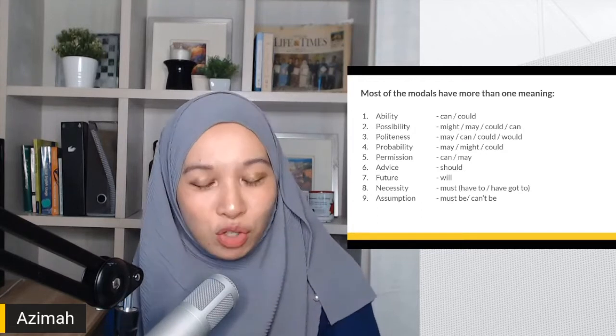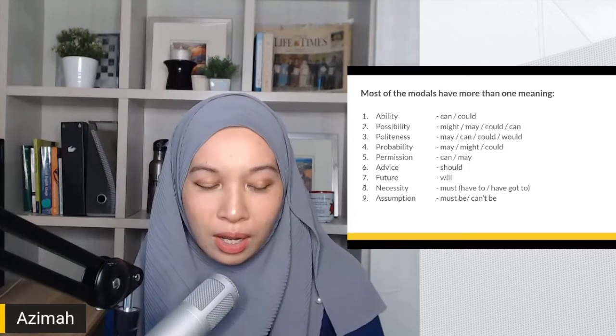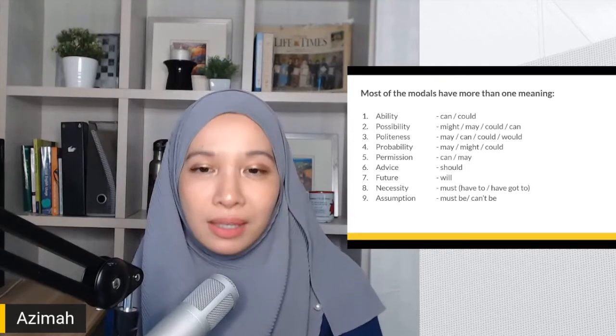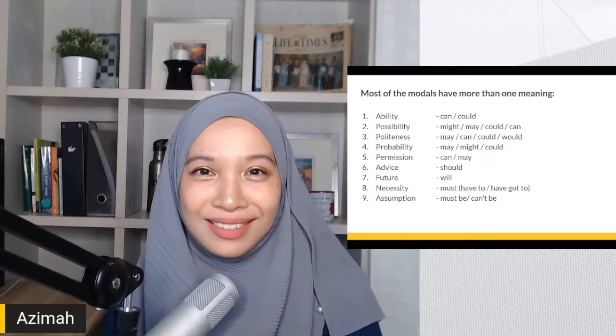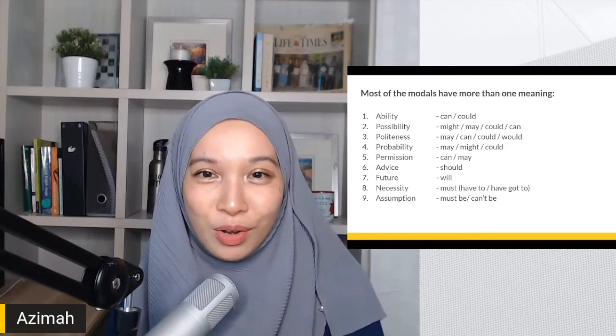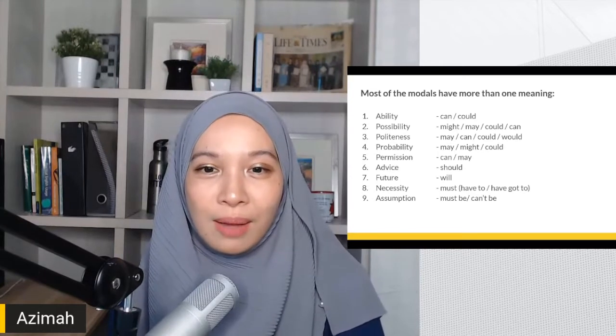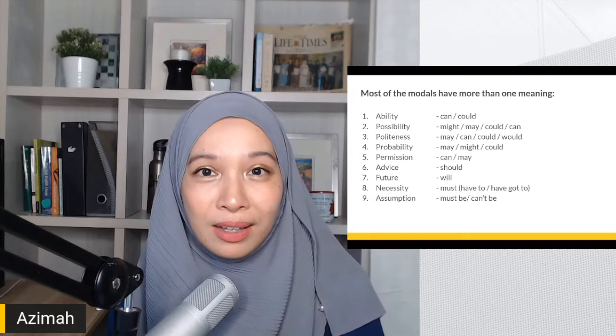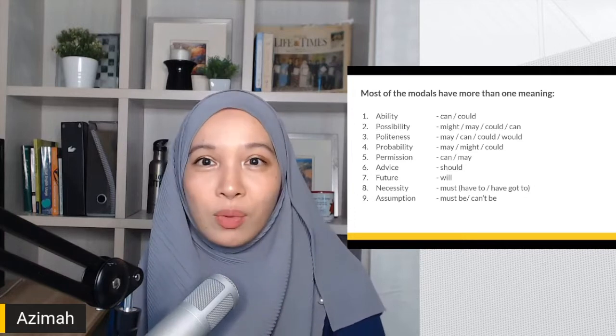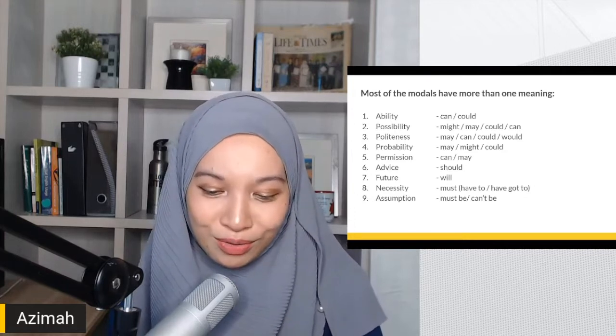Number 7 is future, will. Here's an example. My sisters will be coming to visit me in Kuantan tomorrow. Will. So that's the future. I'm telling you they are coming tomorrow. I said they will be here by tomorrow so that we can have lunch together tomorrow.